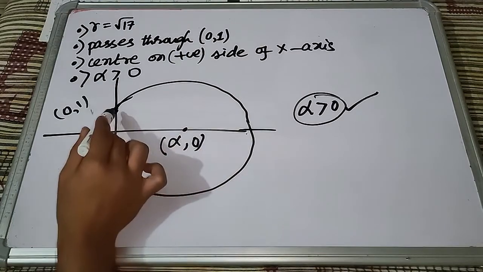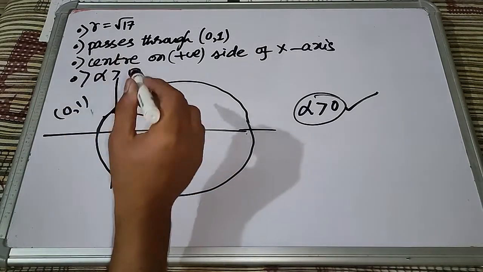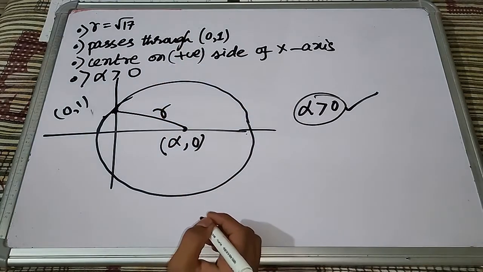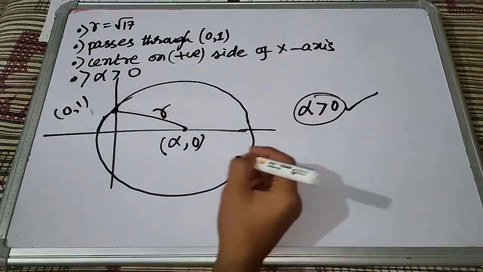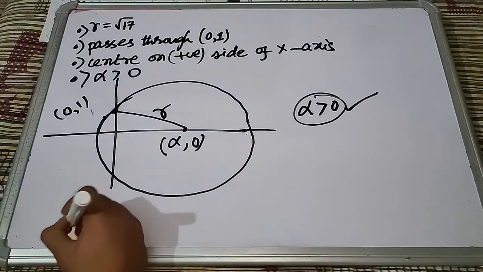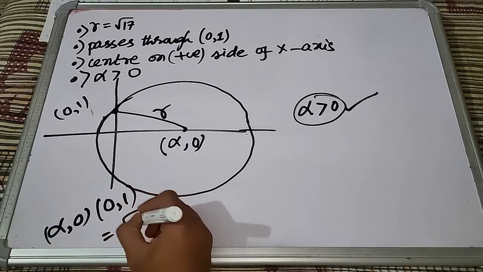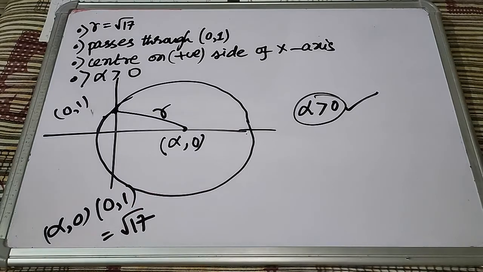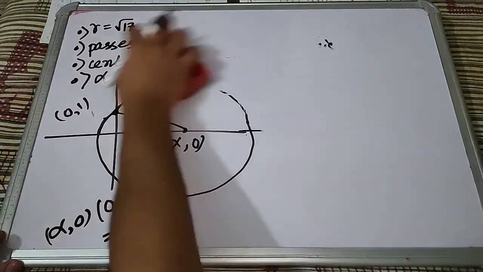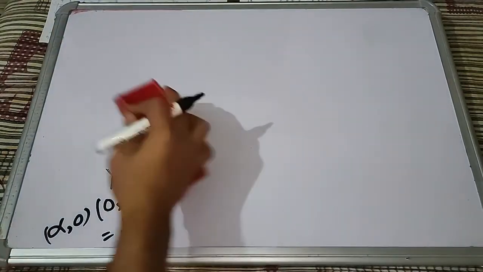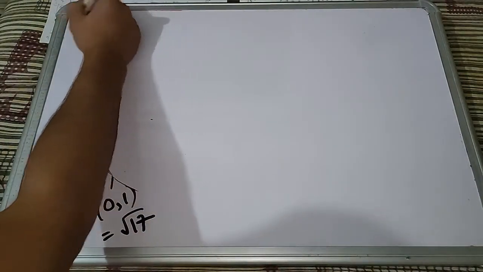Now with this we can get to our solution easily, because this point lies on the circle and this is the center. The distance from the center to any point on the circumference is equal to the radius. So if you apply the distance formula, the distance between (alpha, 0) and (0, 1) should be equal to root 17. This is what we need to do. Along with that, we should keep in mind that alpha is more than 0.